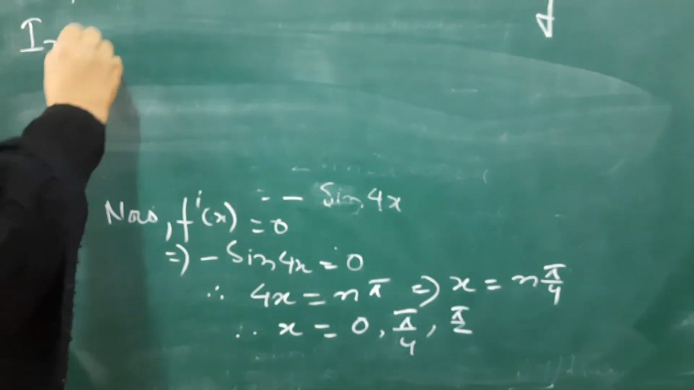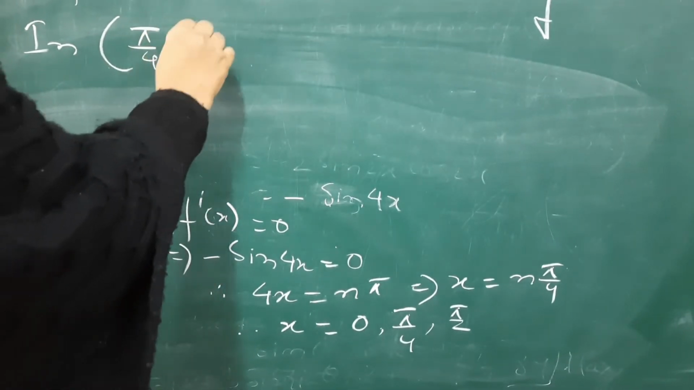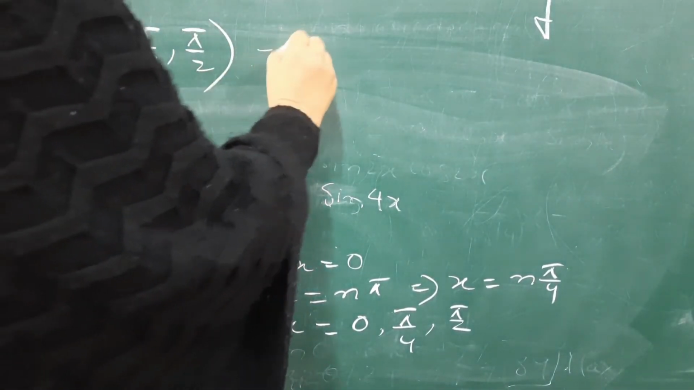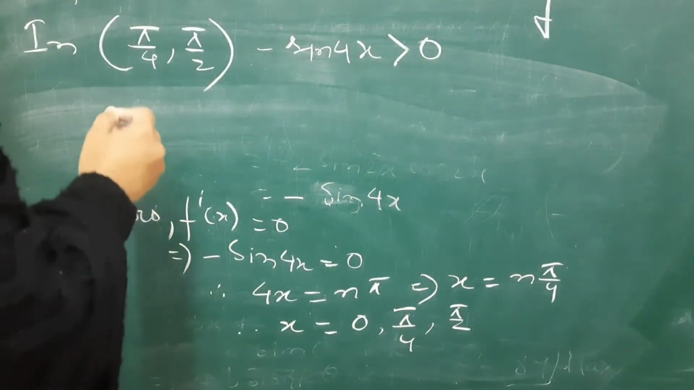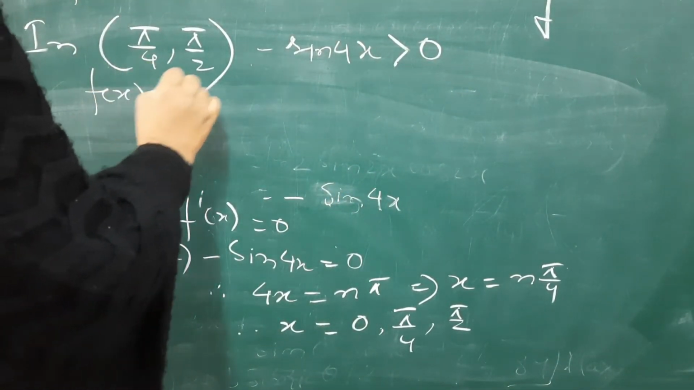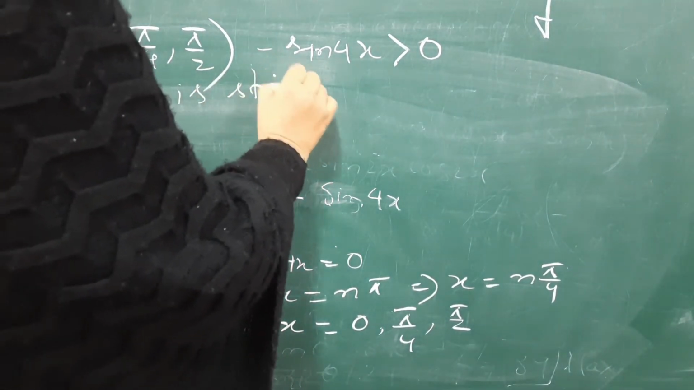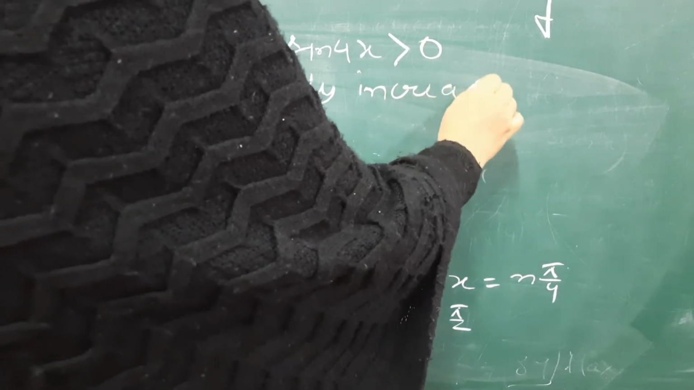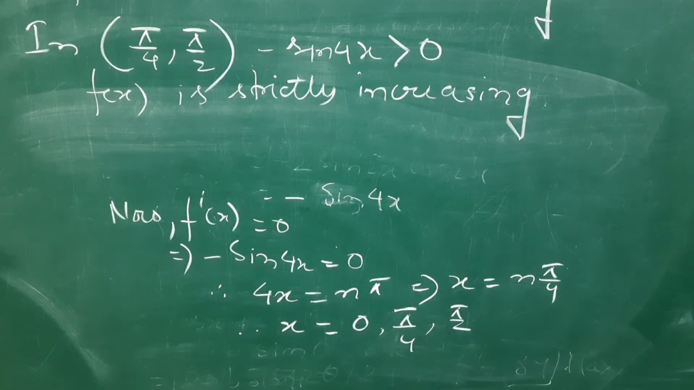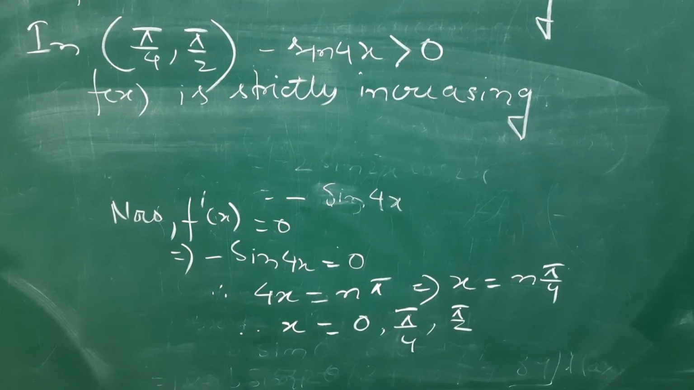And in the next interval, that is pi by 4 to pi by 2, sin 4x is greater than 0, which means f(x) is strictly increasing. Alright, so this is the sum from the application of derivatives, increasing and decreasing functions.